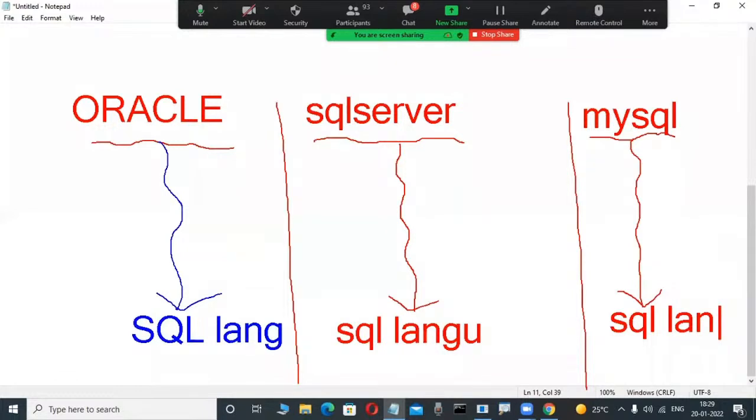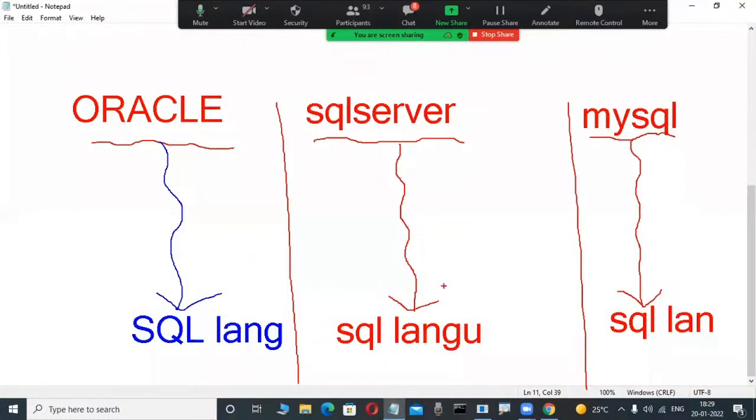Now what is my doubt? So many people attending this demo class have a doubt: are these SQL languages the same or different? Whenever you are working on an Oracle database product, and your friend is working on SQL Server, and another friend on MySQL, all of you use the SQL language. But are these SQL languages the same or different? Only one answer is correct. Easy.